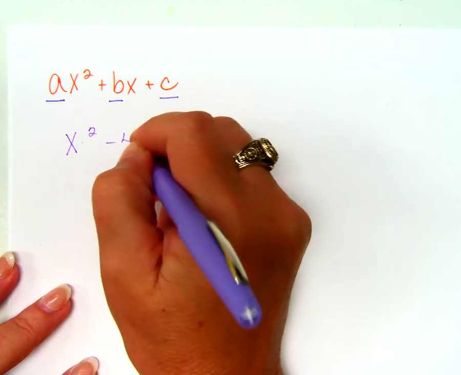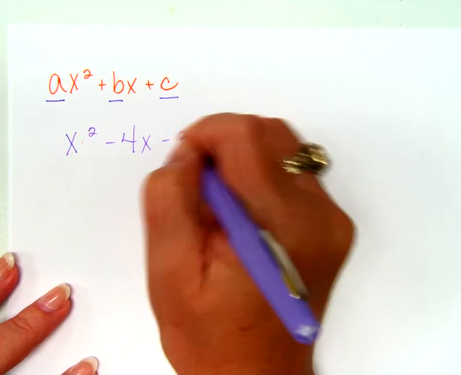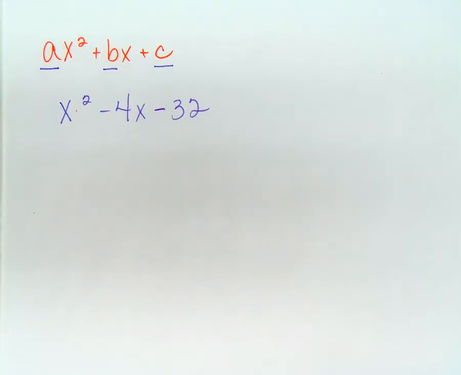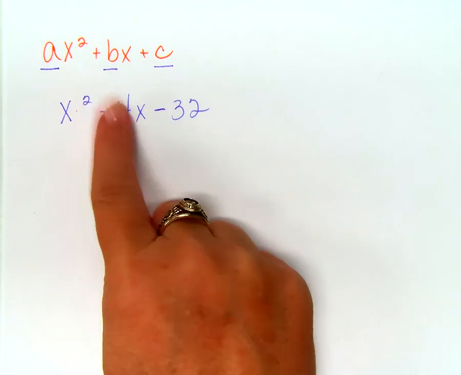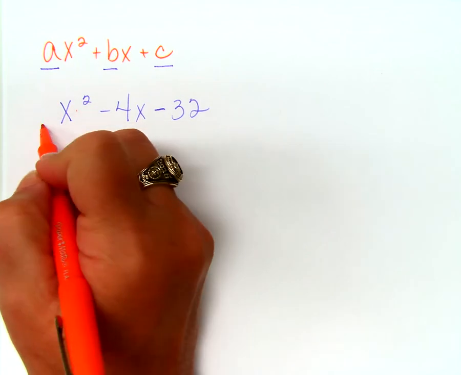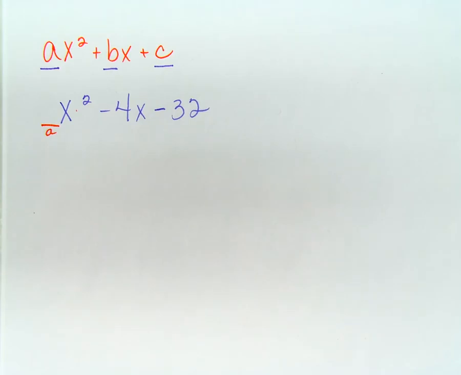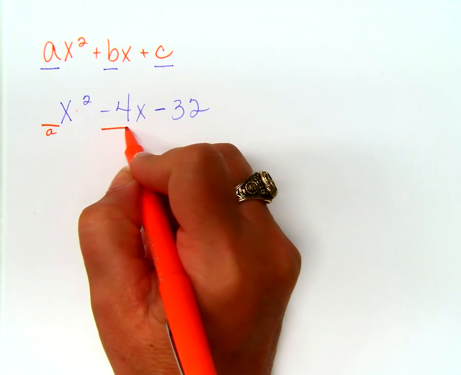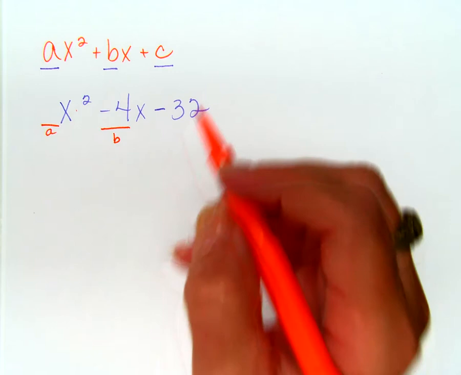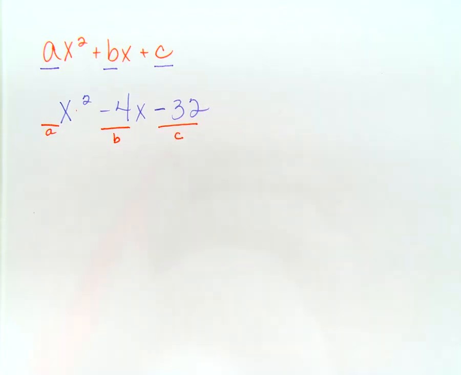X squared minus 4x minus 32. Okay? X squared minus 4x minus 32. What is this called? Why? It's called a trinomial because there's 3 numbers or terms. Okay? Pretty simple, but vocabulary is important, right? So I need you to identify A for me. A is 1. Because that's where A is, right? What about B? B is negative 4, right? We got to make sure to keep our signs with it. And what about C? C is negative 32.